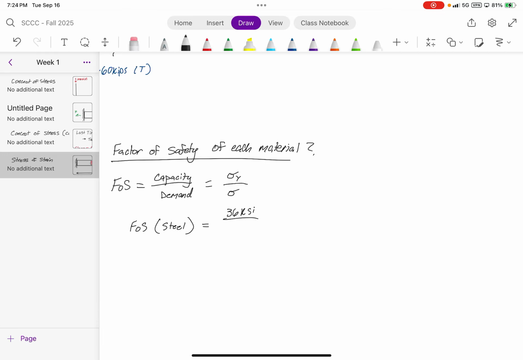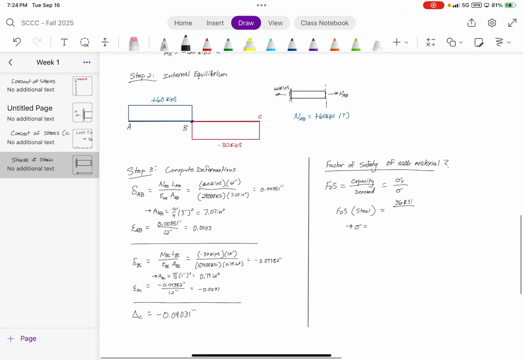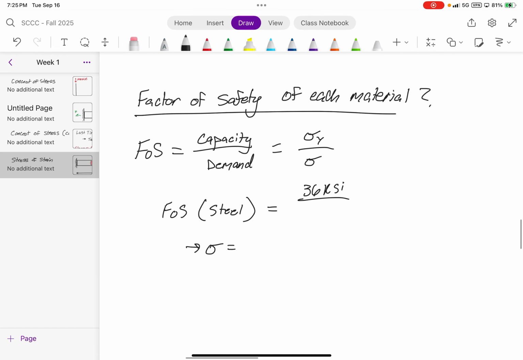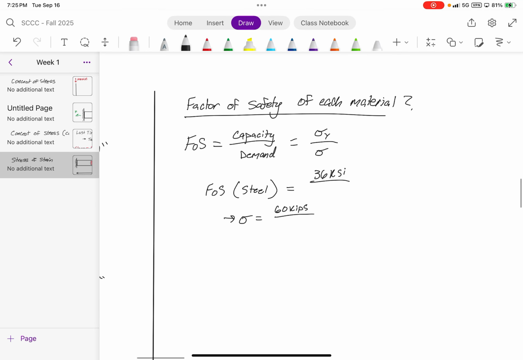And what's the applied stress? Do we know that? Yes or no? We can compute it because we have everything we need. We just don't know it off the top of our heads because we didn't calculate it. So let's calculate it real quick. Sigma is equal to the internal force of the steel, which was bar AB. So that's going to be 60 kips divided by the area, which was 7.07 inches squared.